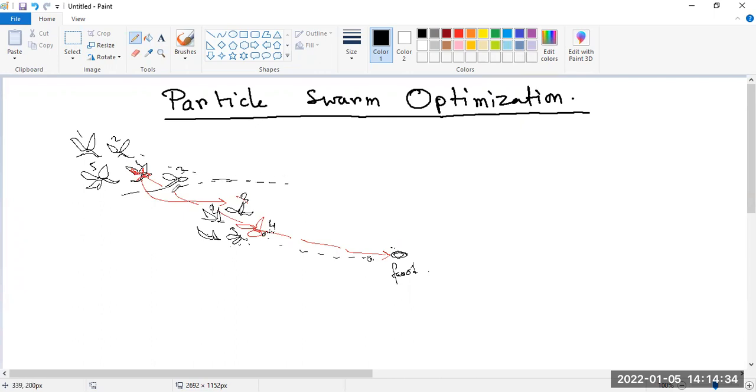So what is the logic behind their flocking or the swarm of schooling?